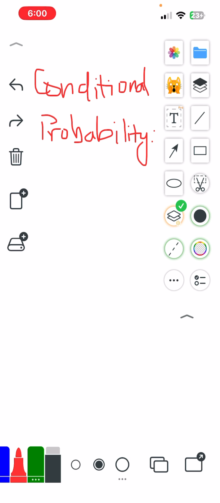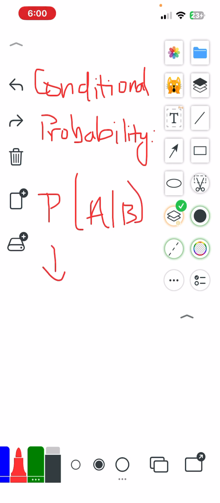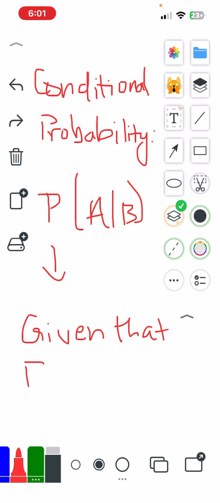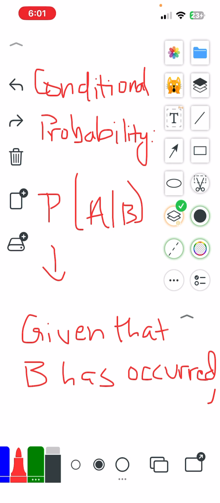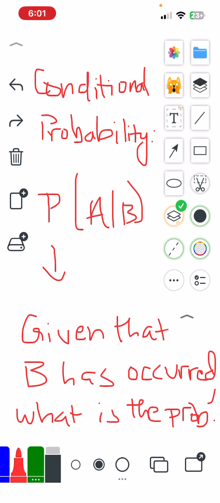Say, for example, you have P(A), and then you have this straight line which represents conditional probability, B. This basically means that given the fact that B has already happened, given that B has occurred, what is the probability of A occurring? Again, given that B has happened, what are the chances that A will happen?